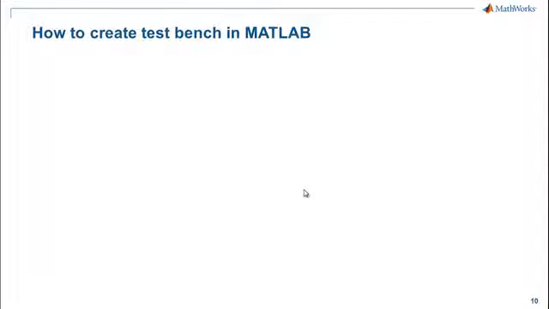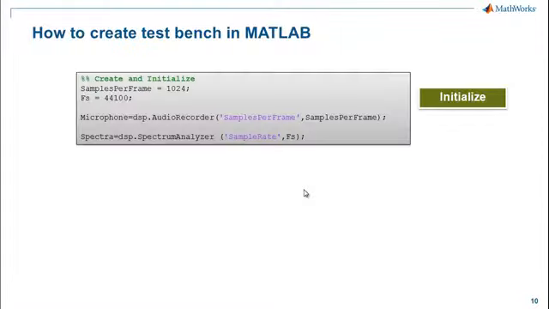So how do you create this bench in MATLAB? I'm going to show you a code snippet to highlight in detail how you do that. First, as I showed you, you can create a component by calling dsp dot. The first step is you create it and initialize it with the proper properties. If you want to create a microphone, all you have to do is microphone equal dsp.AudioRecorder. And in this example, I also want a spectrum analyzer to view the spectrum of the captured audio stream. So I call dsp.SpectrumAnalyzer.